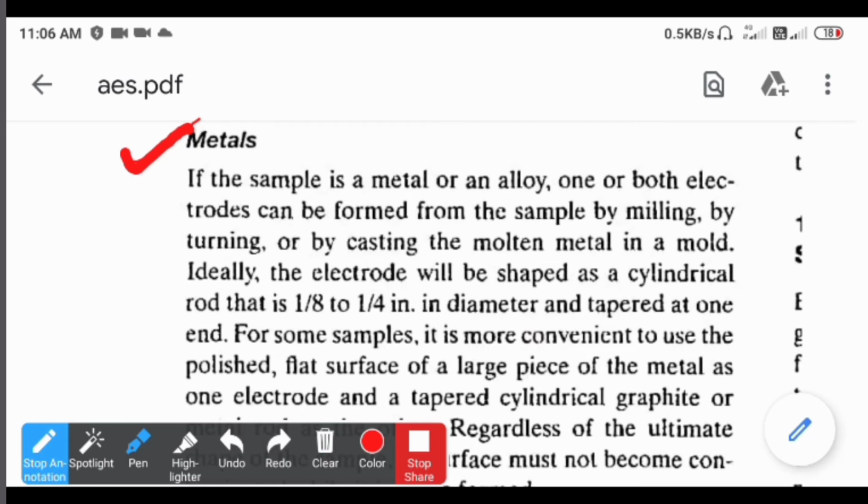The electrode is shaped as a cylindrical rod which is 1/8 or 1/4 of an inch in diameter. So it's quite small, and the cylindrical electrode is formed for the particular element, and that electrode is then tapered at one end. Tapered means we cut that electrode at one particular end for the analysis.